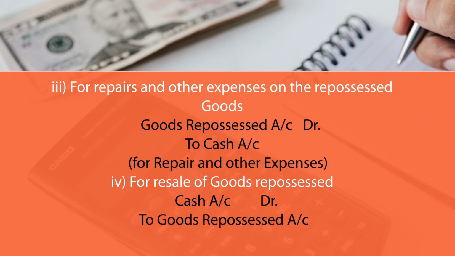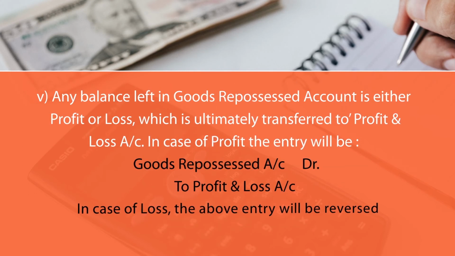So, as per the rationale of the real account, debit what comes in and credit what goes out. Here, anything which is going out, the goods repossessed, is going out, therefore the account of goods repossessed is credited. Any balance left in the goods repossessed account is either profit or loss. When we dispose of the goods repossessed, we will either incur a loss or a profit. So, in case of profit or loss, what journal entry would be recorded?